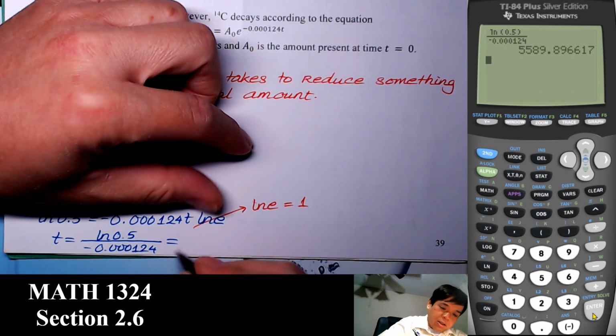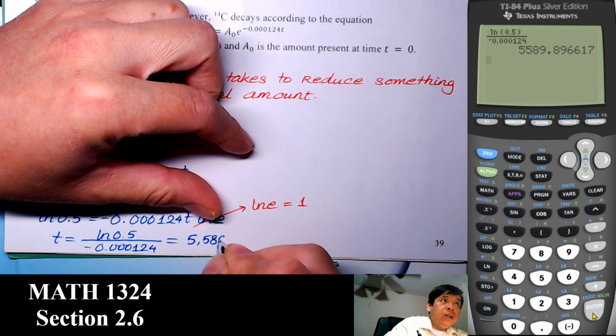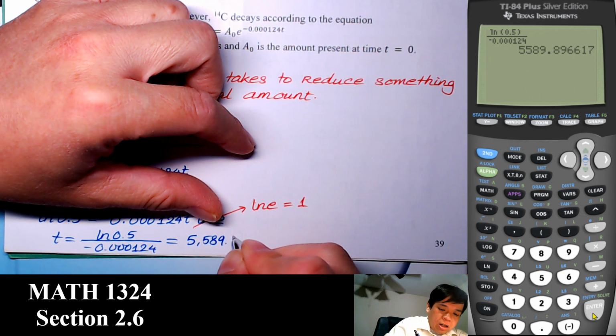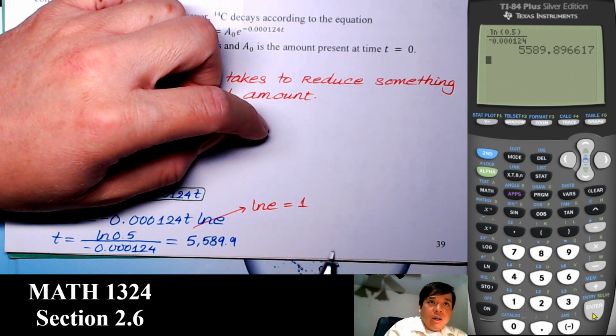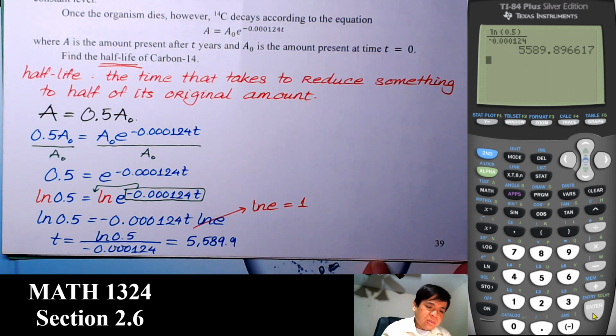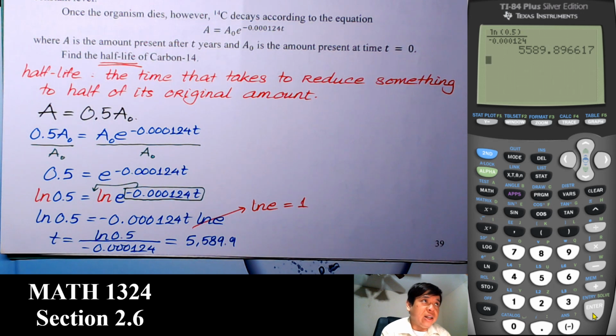So that is 5,589.9, so let's say about 5,590 years, just an estimate. So that means it takes 5,589 or 5,590 years for carbon-14 to reduce to half of its original amount.